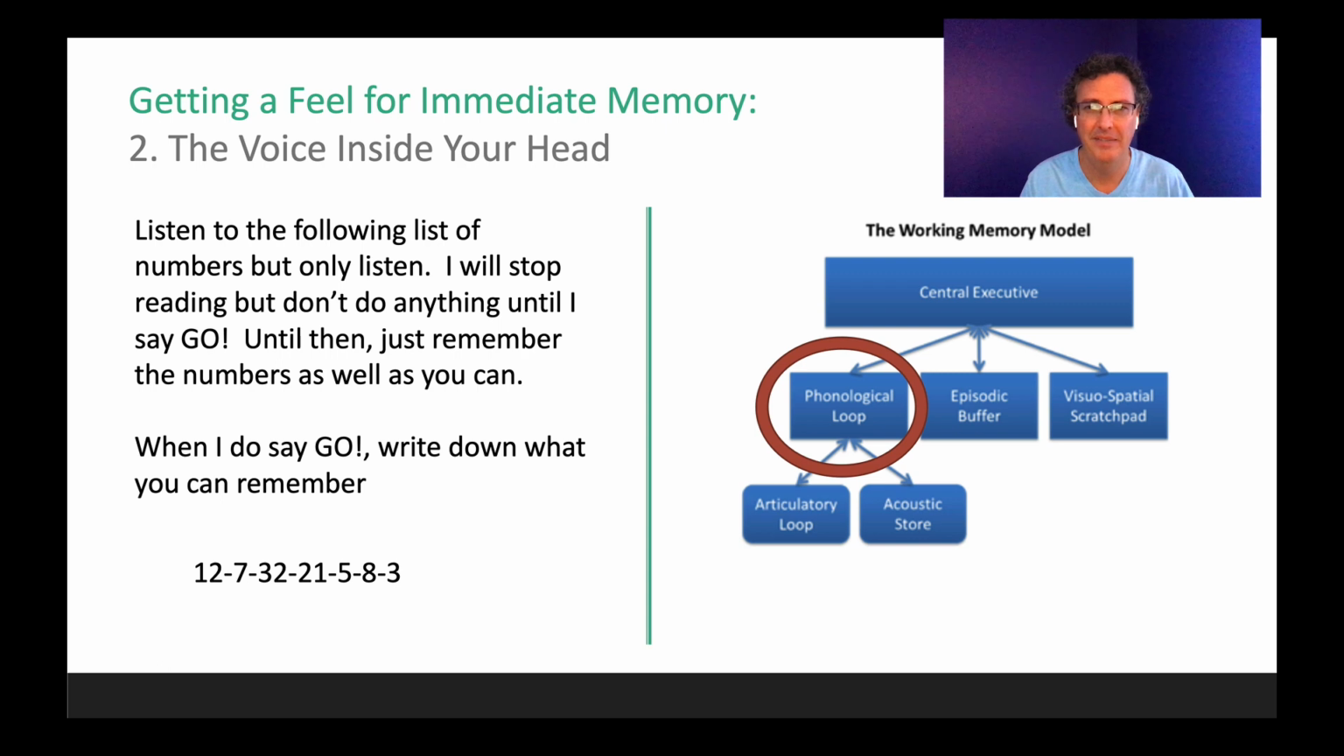How many did you get? These are the numbers I gave you. I bet you got a whole lot less. Why? Because this working memory is very sensitive to interference. That's how we say it.